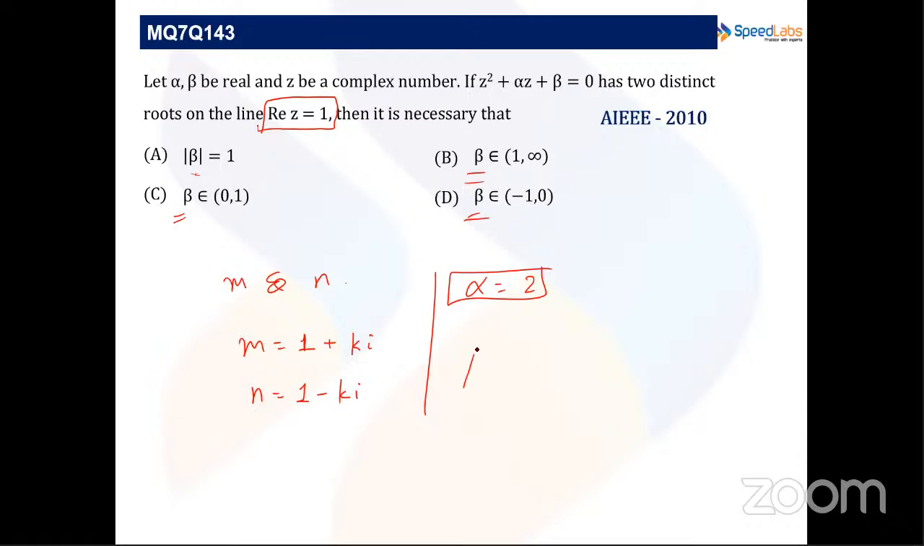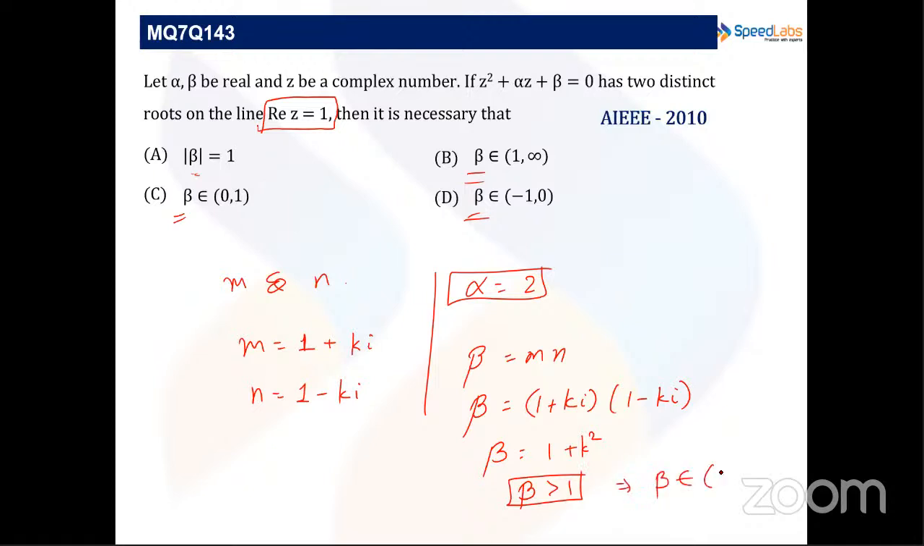Now for beta, taking the product of roots, the product of roots m into n will be equal to beta. So beta will be equal to (1 plus ki) into (1 minus ki). So beta will be equal to 1 square plus k square. So obviously beta will be greater than 1. So this implies that beta belongs to (1, infinity). So our correct option is option B. Got it?